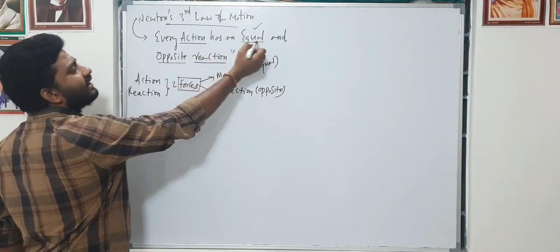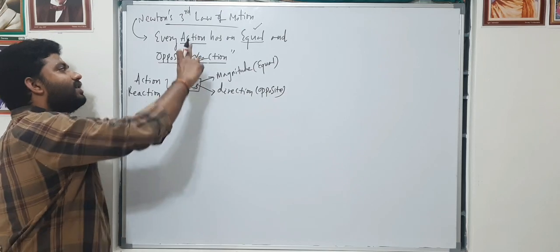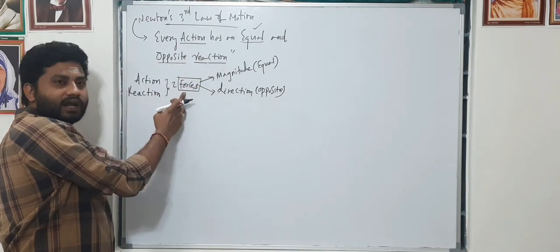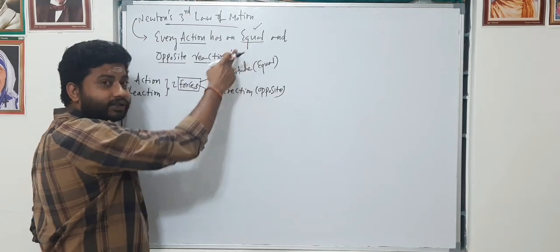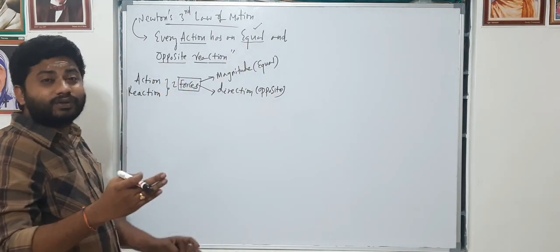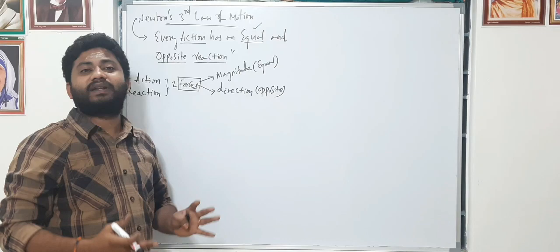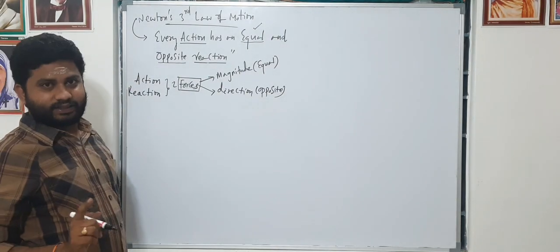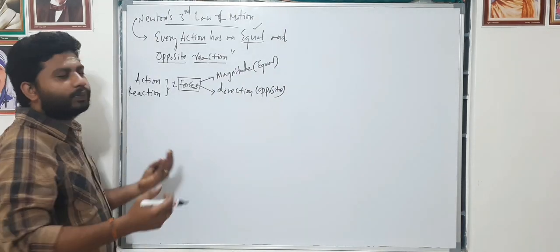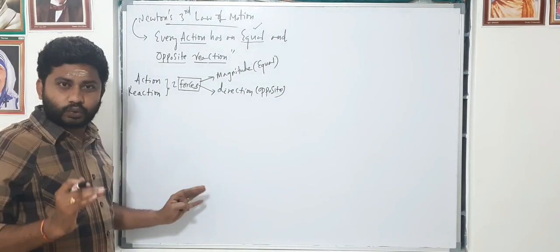Every action has an equal and opposite reaction. Here action and reaction are the two forces. Both forces are equal in magnitude. If the action force is 10 Newton, the reaction force will also be 10 Newton, right? And they will be in opposite directions. What exactly is meant by opposite direction, we will be discussing soon, right?